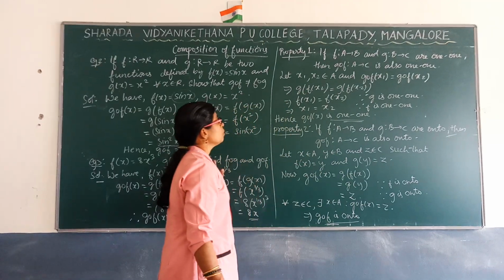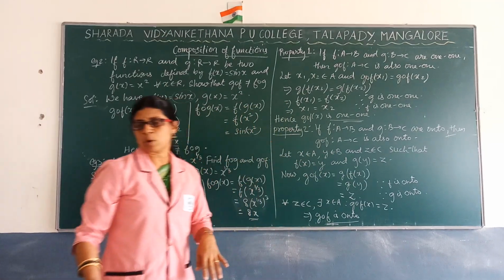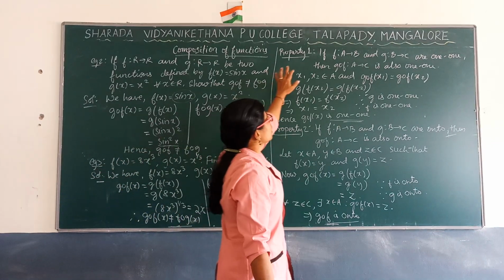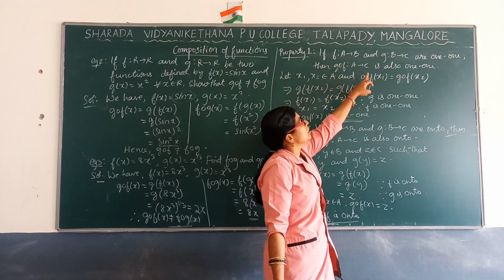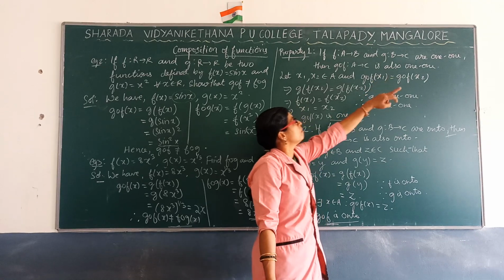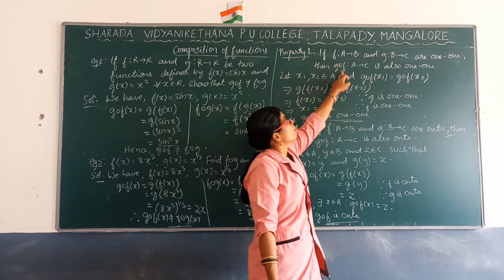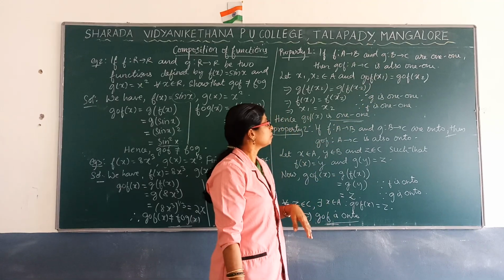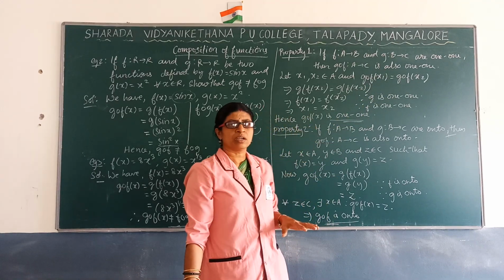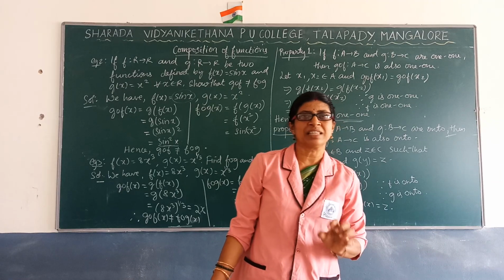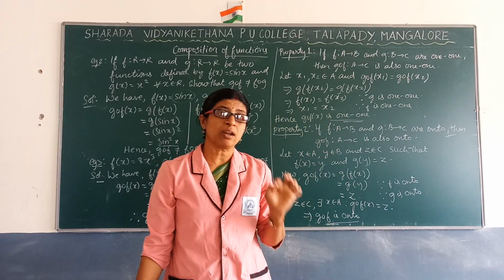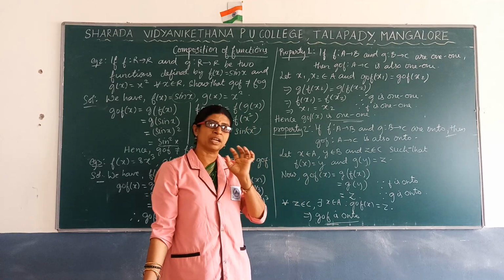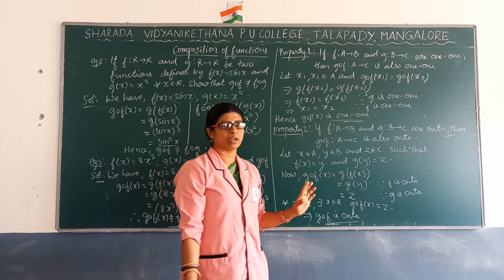So now let us go to two important properties on composition of functions. What are they? If f from A to B and g from B to C are 1-1, then f composition g from A to C is also 1-1. What is given here? In the property itself, it is said that g and f both are 1-1 functions. So you just have to prove that their composition is also 1-1.